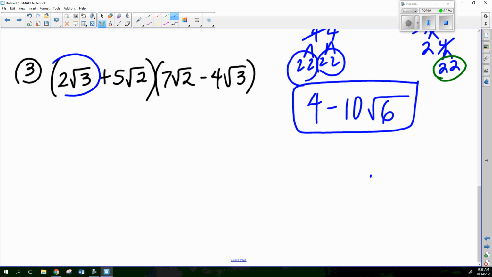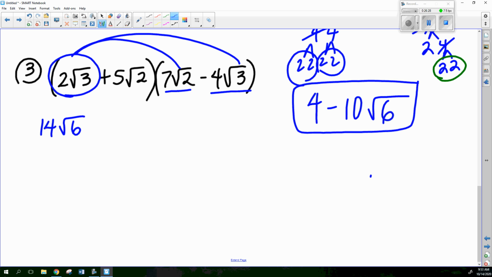So we're gonna start with 2 square root of 3, and we're gonna distribute it onto these two terms. What parts are we allowed to multiply? The 2 in front here with the 7 in front, and then the 3 underneath with the 2 underneath. All right, then when we do the next one, the 2 in front goes with the -4 in front, and the 3 underneath goes with the 3 underneath.